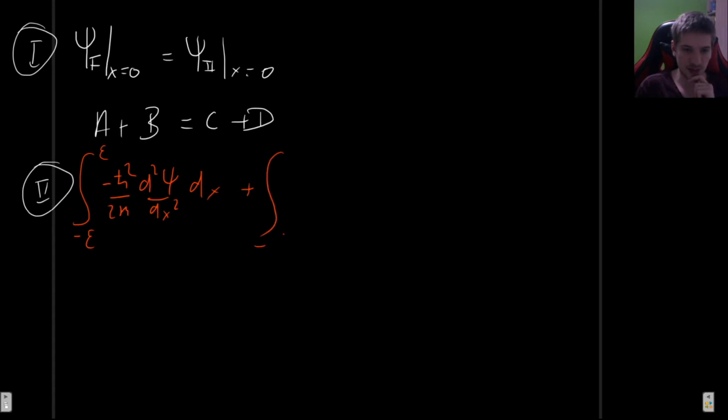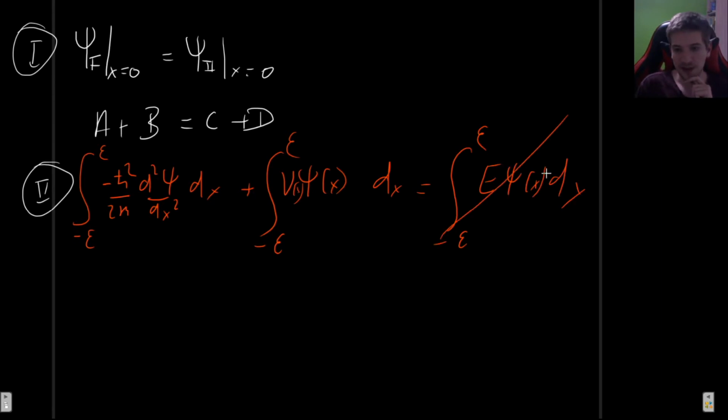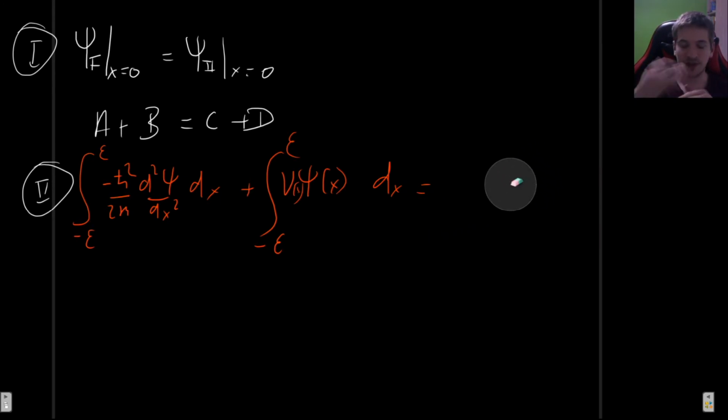Then we have the term with the potential. This is the integral from minus epsilon to epsilon of potential of x, psi of x, dx, and this has to be equal to the integral from minus epsilon to epsilon of energy, psi of x, dx. But this term right here is going to be 0, as we have already explained, because it is something with a finite height and a vanishing width. So the integral goes to 0 as epsilon goes to 0. And then we have this other term right here.